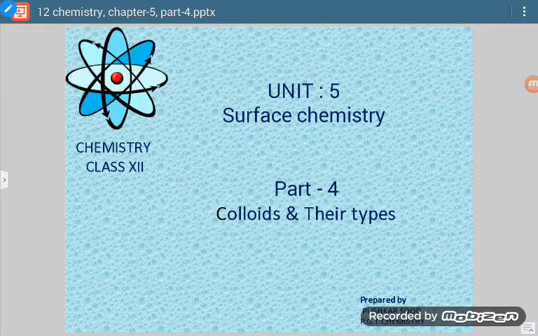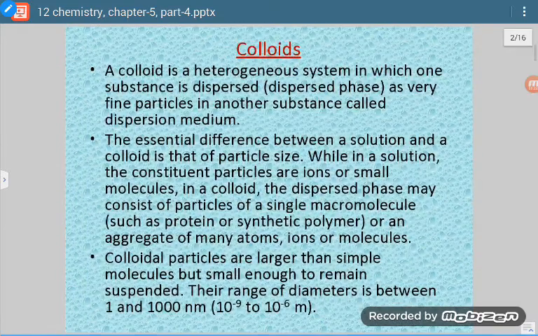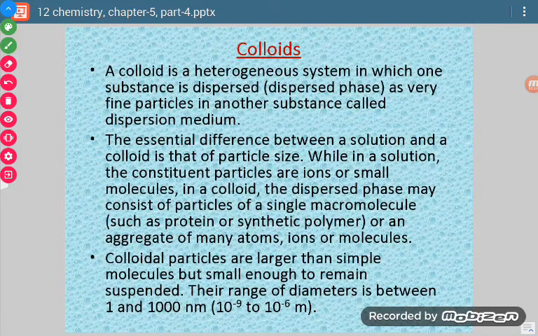Good morning, students. So today we are going to discuss colloids and their types. We will be studying its definition and then how many types of colloids there are on the basis of different properties. Okay, so this is all we are going to study. Now first of all, colloids.